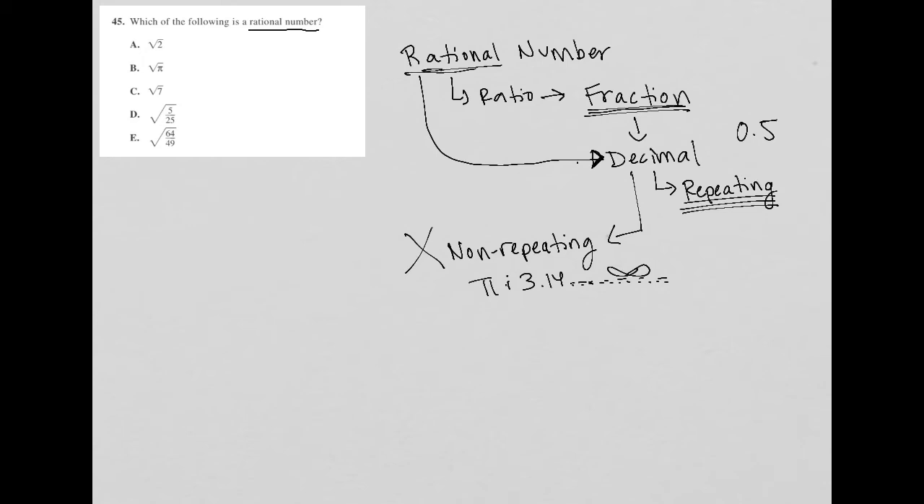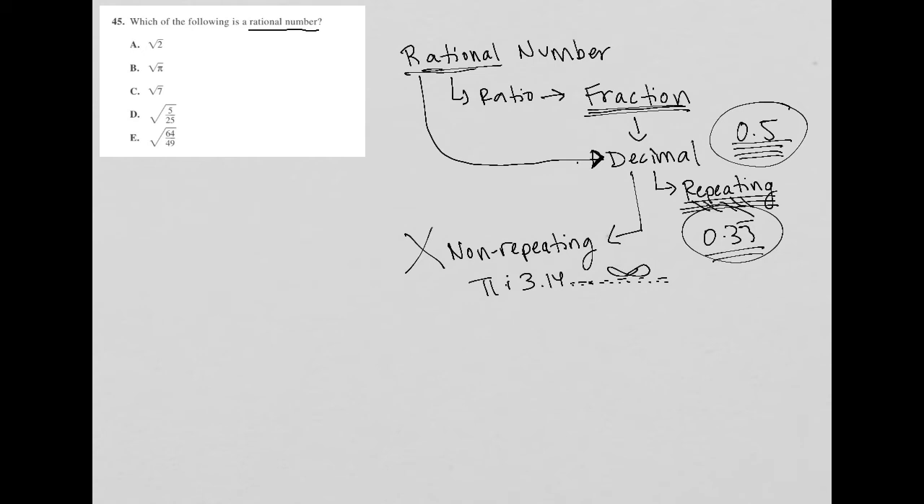So I don't want you to get confused with this repeating. It doesn't have to only be like 0.33 with a bar. That's not the only way. 0.5 is also fine. Okay. So these are the two types of decimals that would make it a rational number.